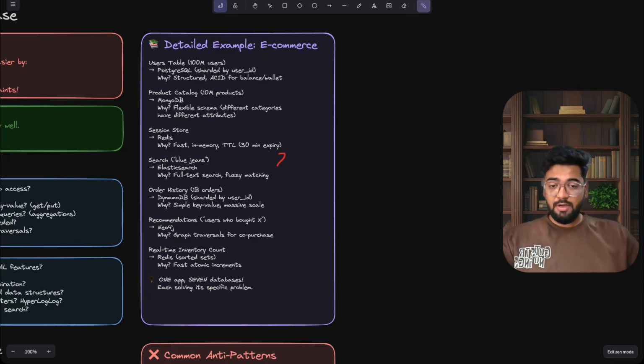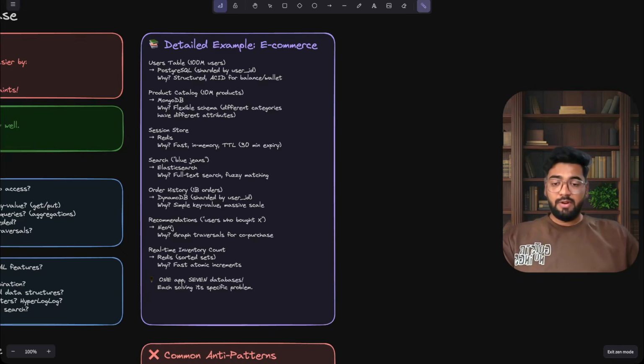For searching in our catalog, let's say we search blue jeans or t-shirts, Elasticsearch would be the best thing to implement. Or we need to have order history. In this case, we'll be using key value stores like DynamoDB. Why? Because it can be scaled massively, and we simply need just a key to get the order history given the order ID or something.